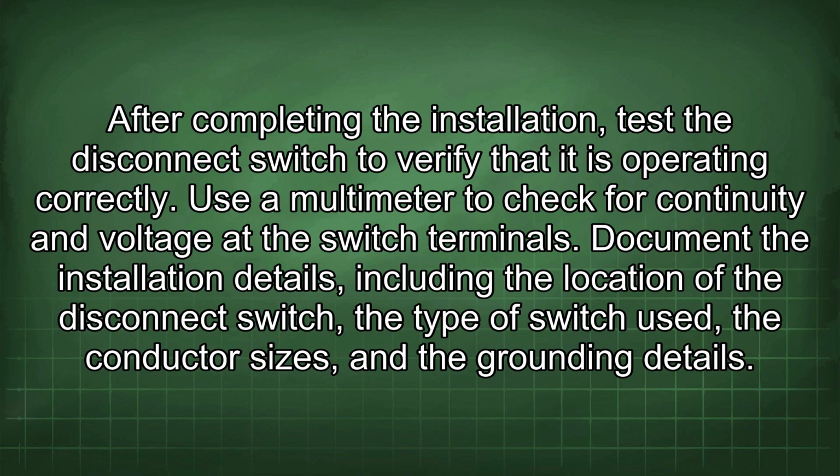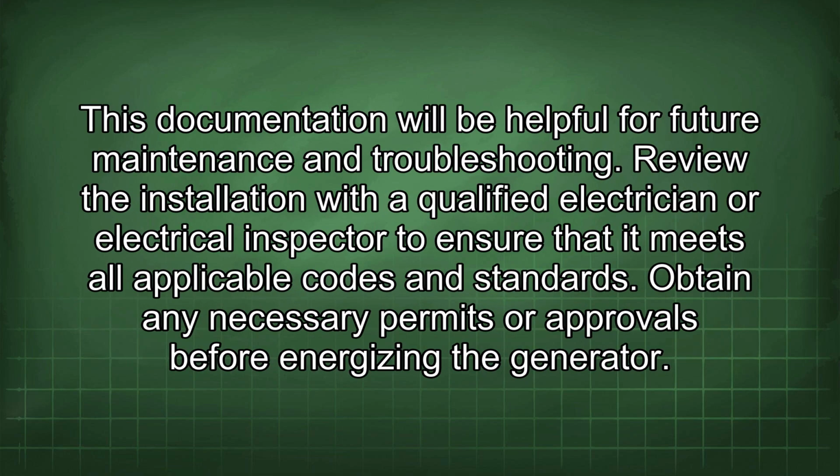Document the installation details, including the location of the disconnect switch, the type of switch used, the conductor sizes, and the grounding details. This documentation will be helpful for future maintenance and troubleshooting. Review the installation with a qualified electrician or electrical inspector to ensure that it meets all applicable codes and standards. Obtain any necessary permits or approvals before energizing the generator.